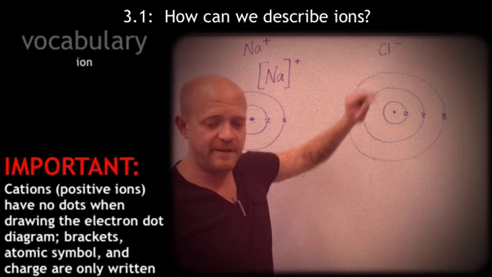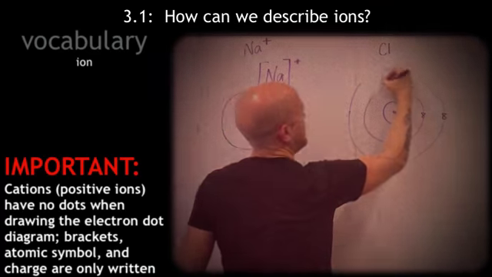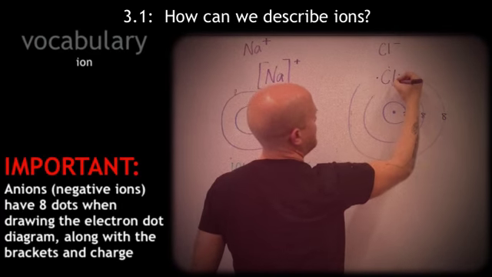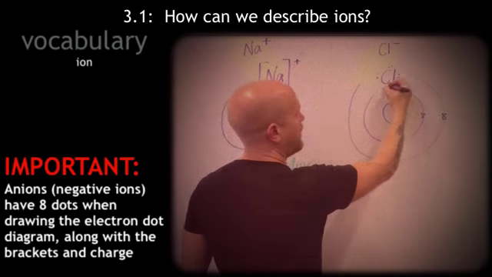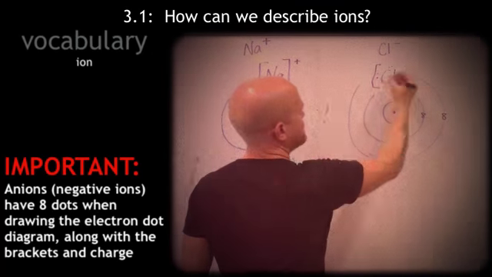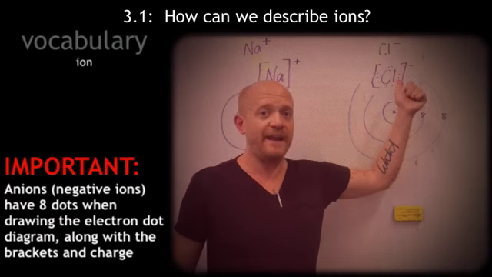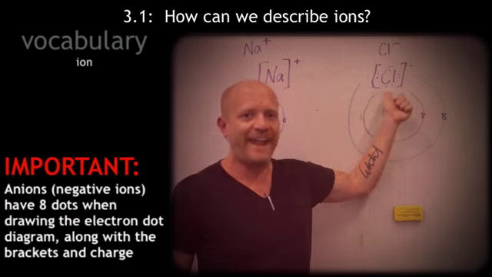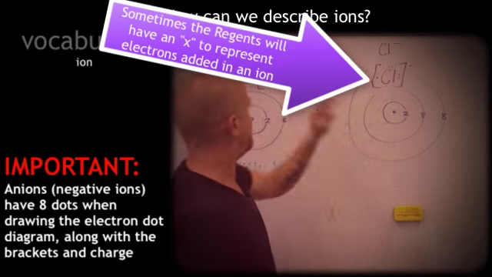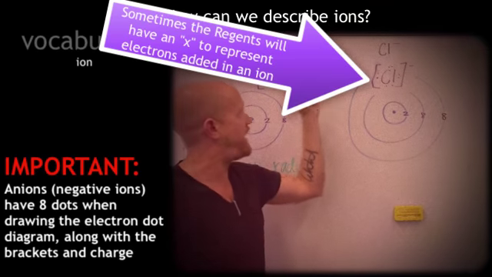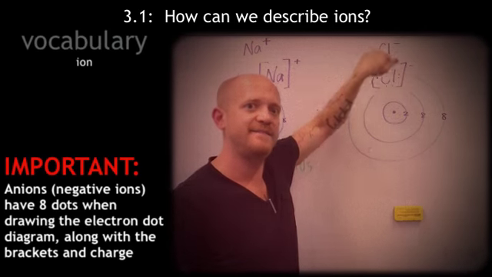The chloride ion's a little bit different. You're going to write the Cl, which we had 1, 2, 3, 4, 5, 6, 7 dots. You're going to add that 8th one, put brackets around it and put a negative. So negative ions always have 8 dots, no matter what. Positive ions have 0 dots and a plus; negative ions have 8 dots and a minus.